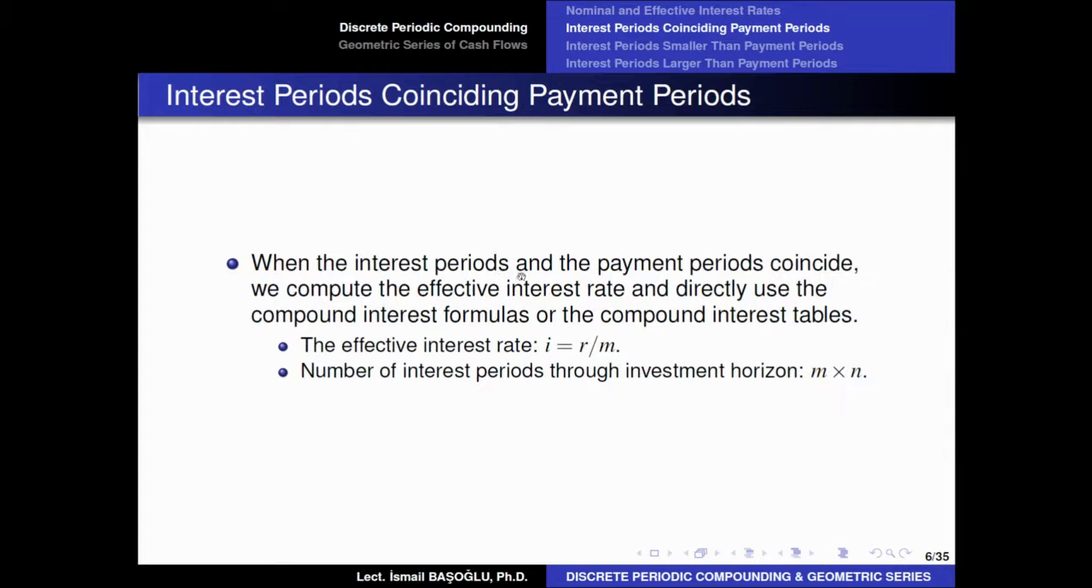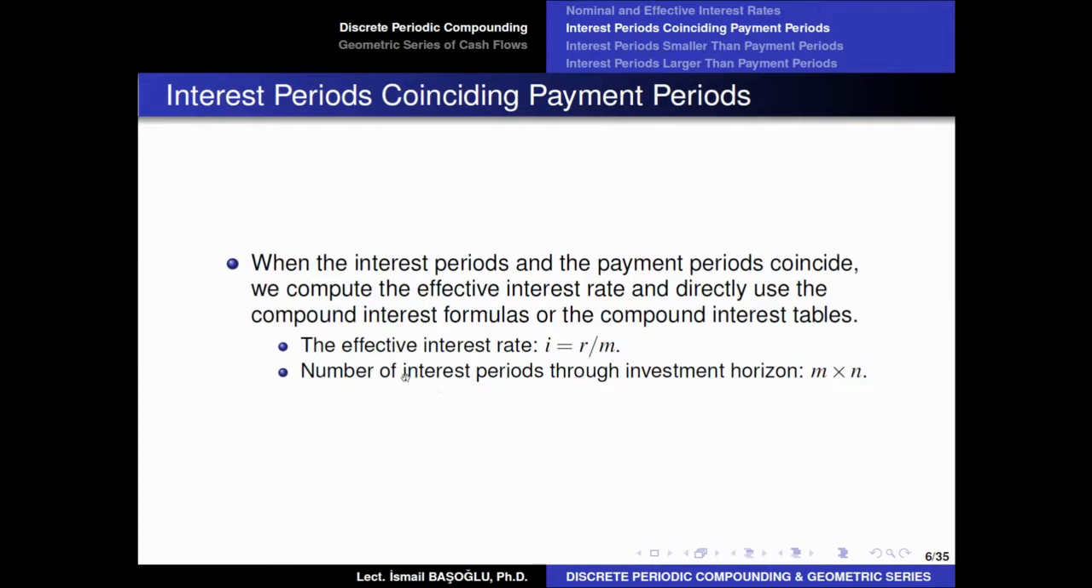Okay, so when the interest periods and the payment periods coincide, we first compute the effective interest rate and directly use the compound interest formulas or the compound interest tables. For example, you have a problem where you are making monthly payments and also the compounding occurs monthly. In that case, the solution is very simple. First, you need to calculate the effective interest rate in your compounding periods, which is calculated by dividing the nominal interest rate by the number of compounding periods in a year.